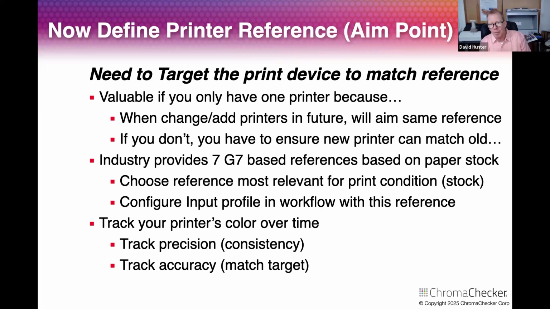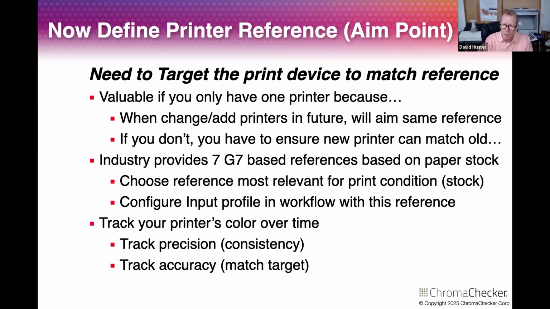Now, not all printers can hit a GRACoL reference. Some can actually do better. So there's actually seven G7 based references that are available. One's called CRPC6, which is GRACoL coded, but there's a seventh one called CRPC7, which allows you to take advantage of more color that your printer can print, which is capable with some printers. And then there's five gamuts that are smaller than GRACoL, which accommodates things like uncoated paper and PVC and other types of paper stocks that don't have as much range of color as coated.